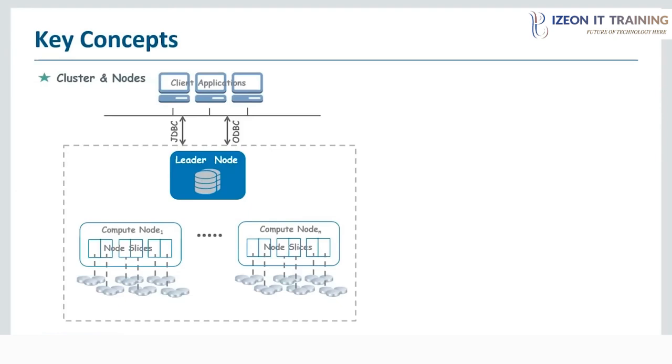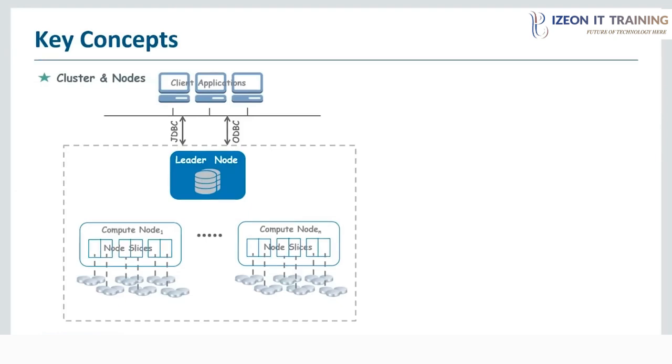But there are certain key concepts which you should be aware of when you're dealing with Amazon Redshift. So we'll discuss them now. An Amazon Redshift data warehouse is a collection of compute resources which we call nodes. And when these nodes are organized into a group, they become clusters. Each of these clusters runs an Amazon Redshift engine and contains one or more databases. This cluster has a leader node and one or more compute nodes.